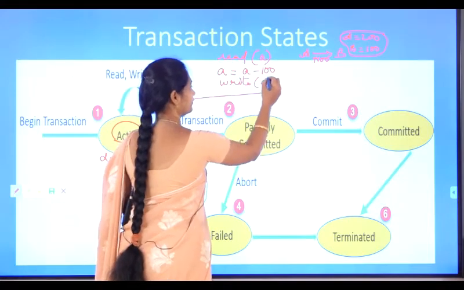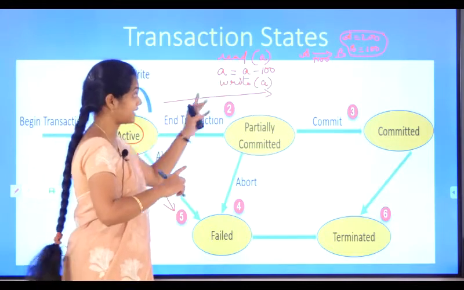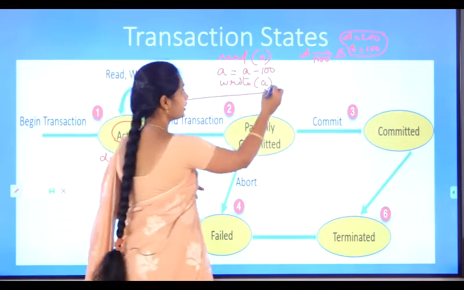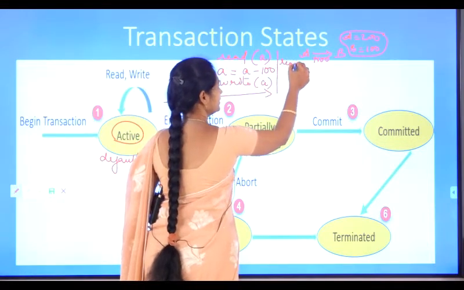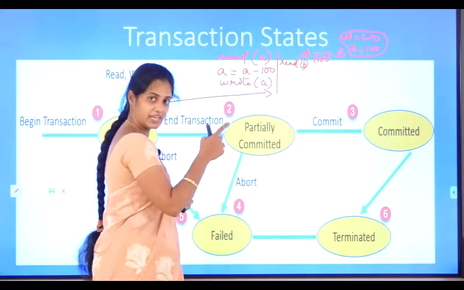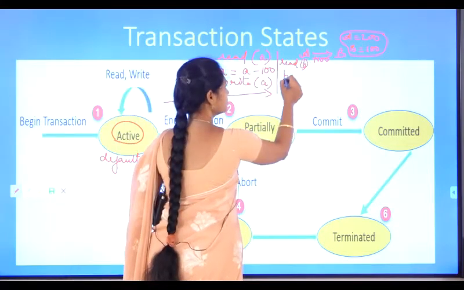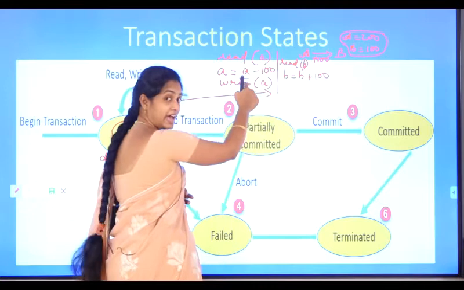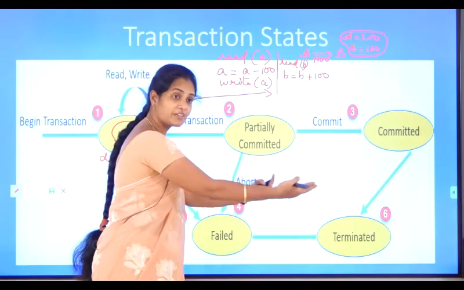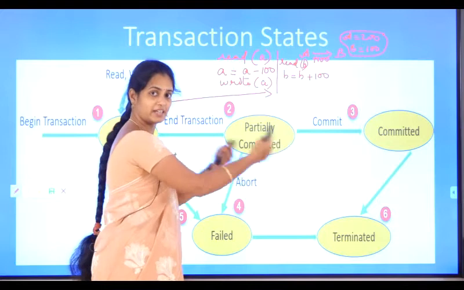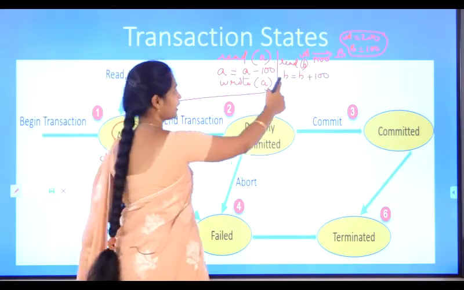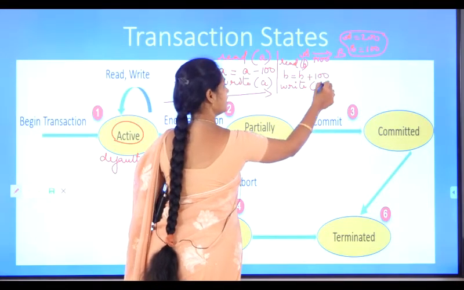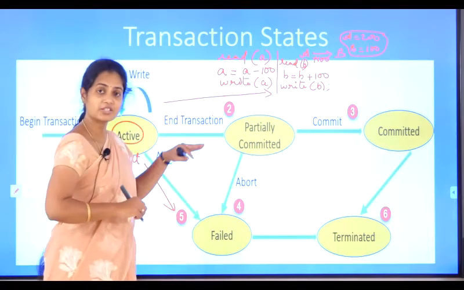So, write of A. Is this enough? No. Parallelly you need to update B as well. So what do you write here? Read of B: you first access account B, then the credited amount. B equal to B plus 100, because A has transferred. When you are giving something, plus will be there at the B side and minus will be there at the A side. Then you need to update, so I am writing the write operation: write of B. Is it enough?